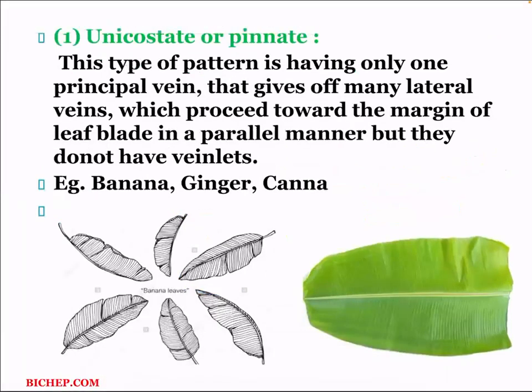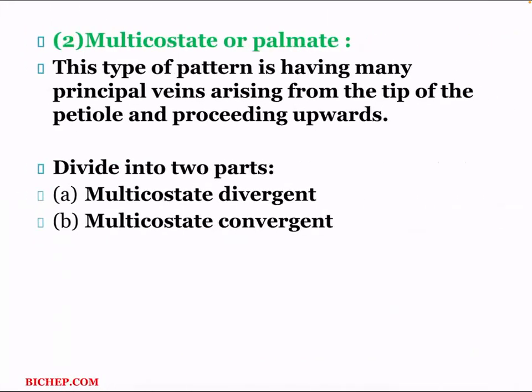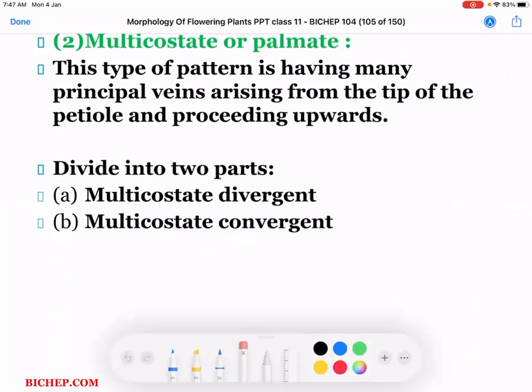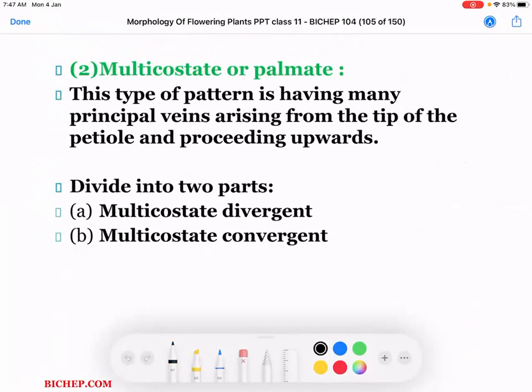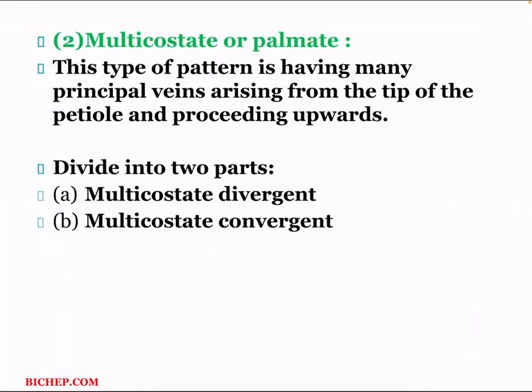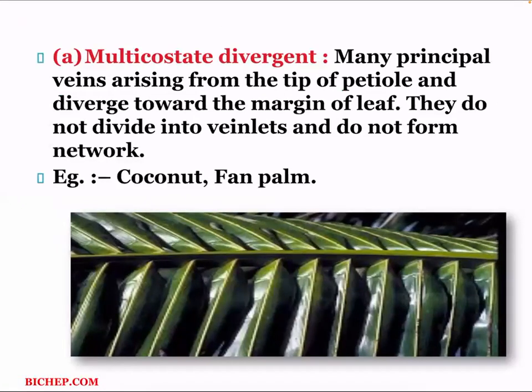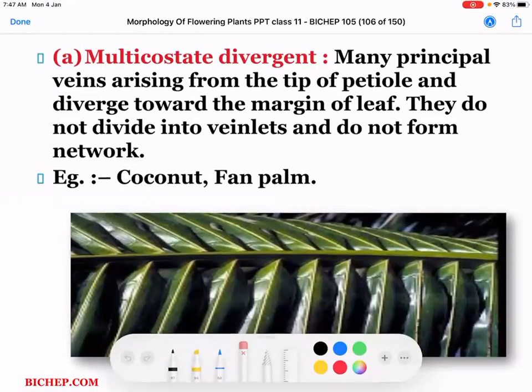Fine, take the screenshot. Now multicostate, having many principal veins, right? So principal veins are emerging from the tip of the petiole. Again, there are two types, multicostate divergent and multicostate convergent, in parallel venation, right? So take the screenshot. We know the meaning of divergent and convergent. Fine. Now divergent.